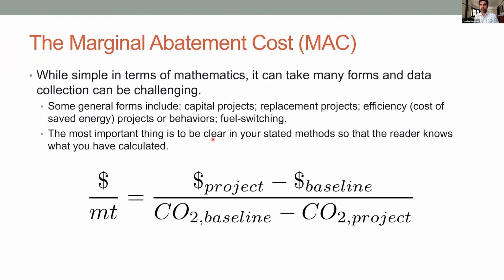So that would be like swapping out light bulbs or insulating a house, or just changing your behavior, turning off lights when you leave rooms, or buying one of those learning thermostats, Ecobee, Nest, etc. Fuel switching, this is like swapping out a coal-fired power plant for a gas-fired power plant, or switching from burning natural gas in your home to electricity.